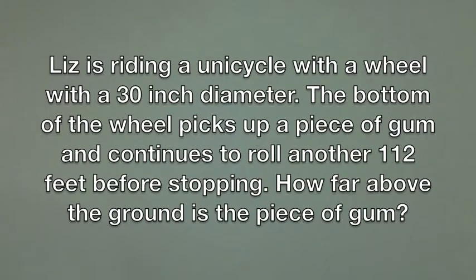Liz is riding a unicycle with a wheel with a 30-inch diameter. The bottom of the wheel picks up a piece of gum and continues to roll another 112 feet before stopping. How far above the ground is the piece of gum now?